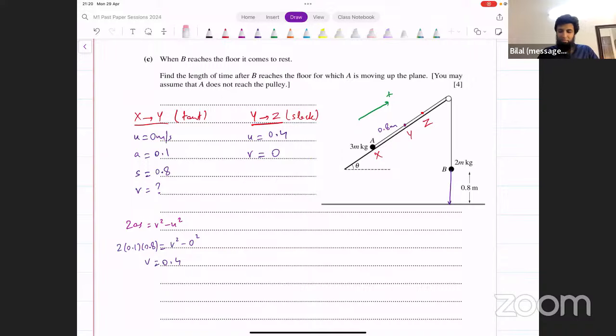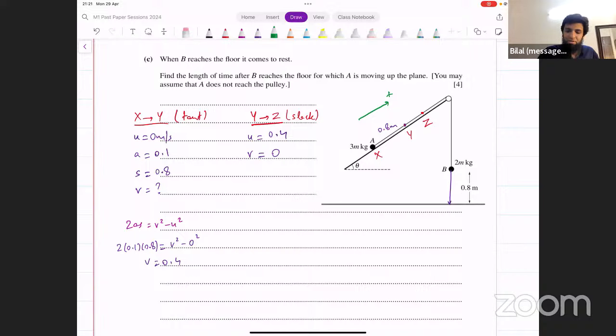We don't have time. That's what you have to find out. We don't have displacement. We don't have acceleration. Can we find any of those things? Displacement is not given. Can we find acceleration somehow? We can find acceleration using forces now from Y to Z. Let's think about the forces acting on the particle in this part of the journey from Y to Z.